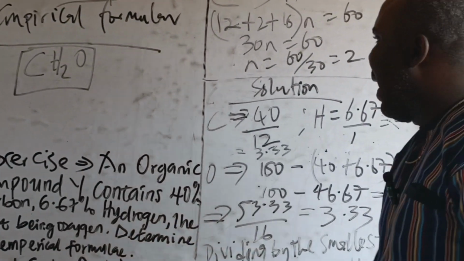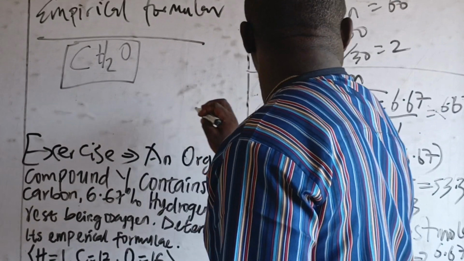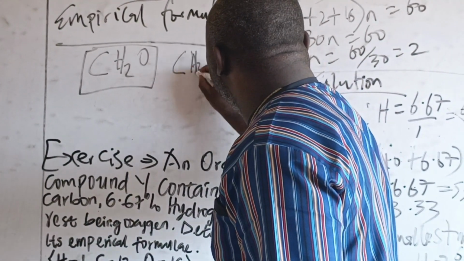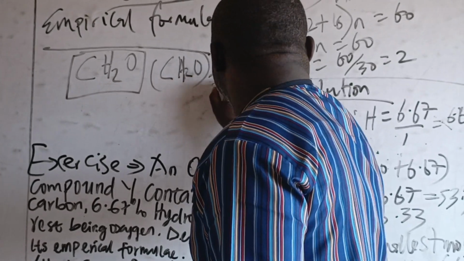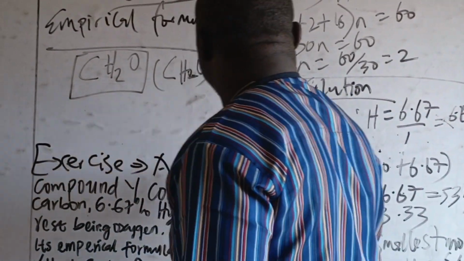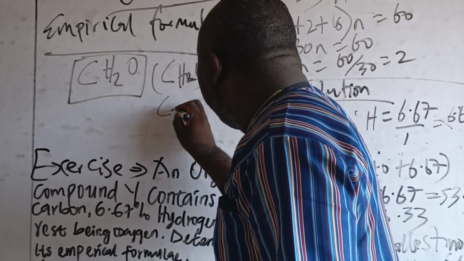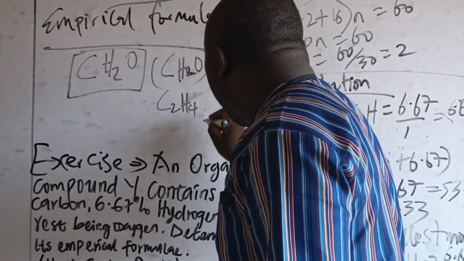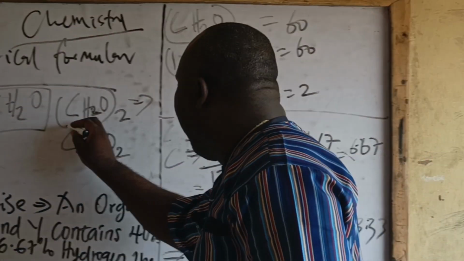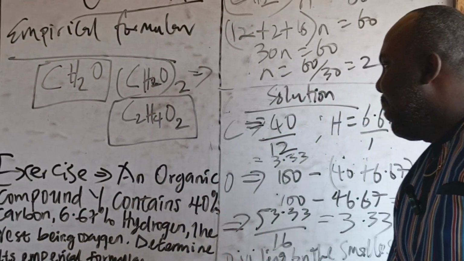Now, to get the molecular formula of the compound, we'll be having (CH2O)n, since n is 2. So therefore, the molecular formula of the compound will be C2H4O2. This is the molecular formula of the compound.